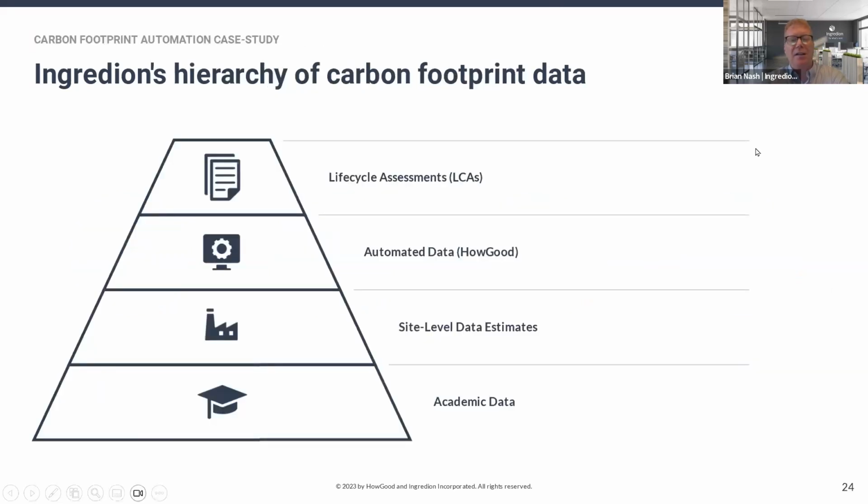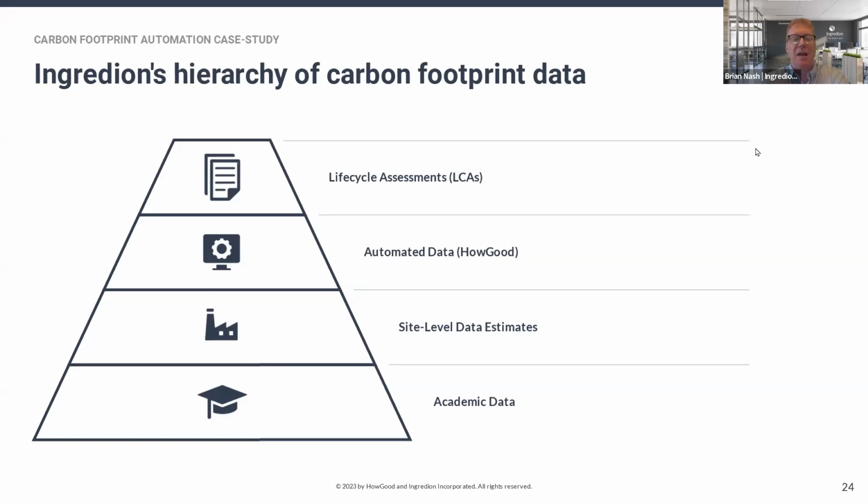So at Ingredion, to manage this flood of data requests, and this pyramid has grown since we first discussed this idea, we have a hierarchy of carbon footprint data needs. When a customer asks us for information, one of the first questions we ask is, what are you going to do with it? Not because we're trying to control where the information goes, but we want to understand the issue of granularity. What do you need?